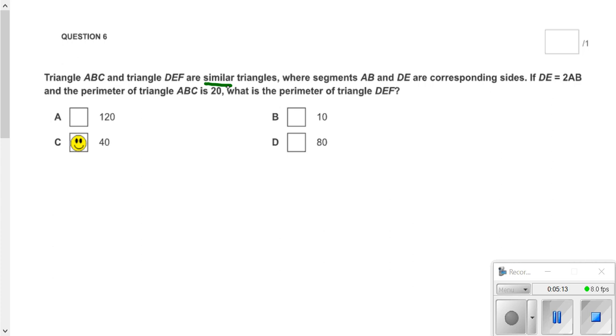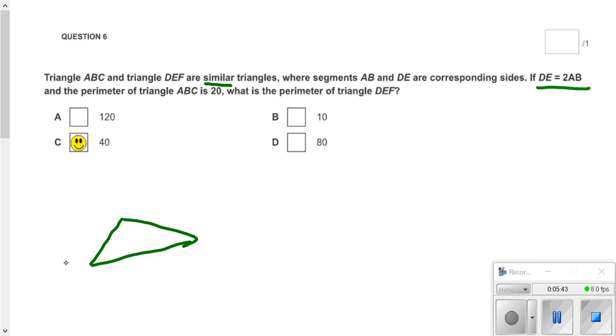Okay. So we have two triangles that are called similar. One's like a smaller version of the other. And then segments AB and DE correspond. Those are the ones that match up in proportion to each other. And it mentions over here that the length of side DE is twice the length of AB. I wanted to keep reading until I got to that part because I didn't know which triangle to draw, bigger or smaller. And that tells me that DE is the bigger one.